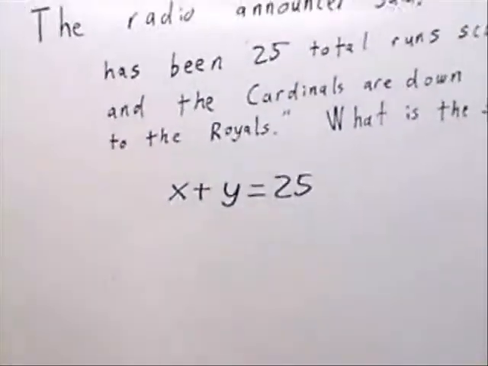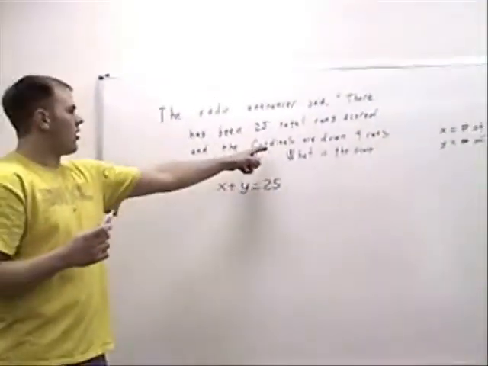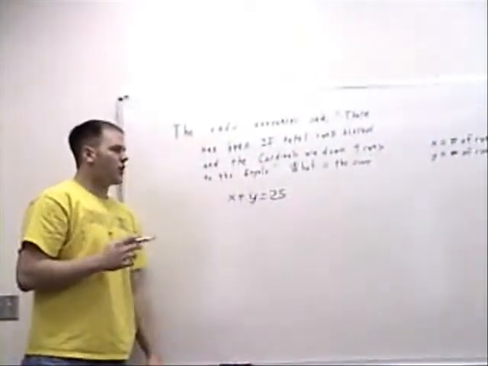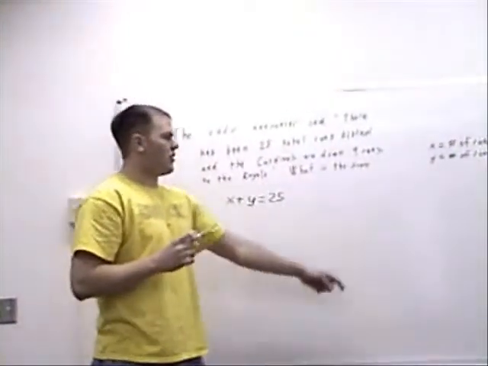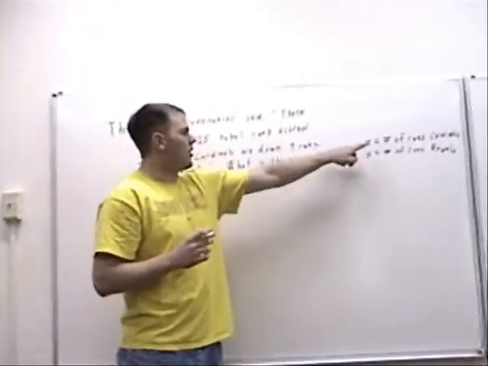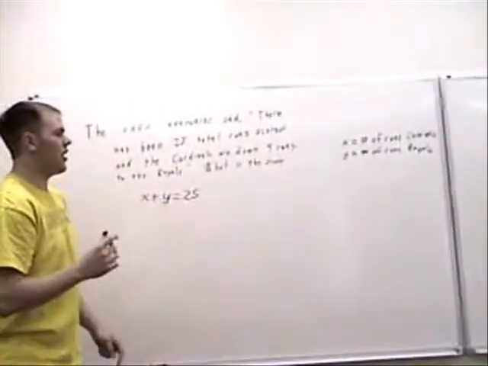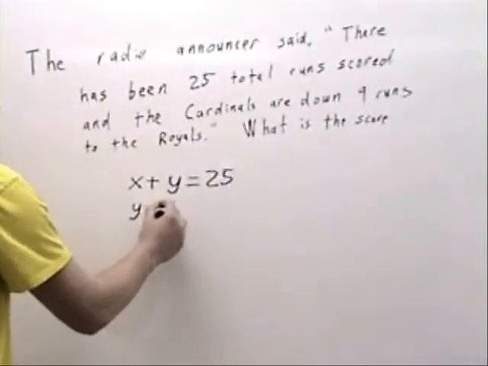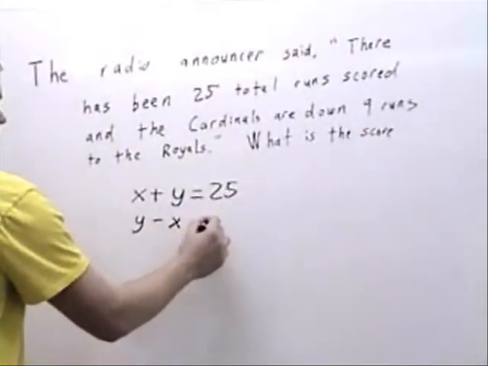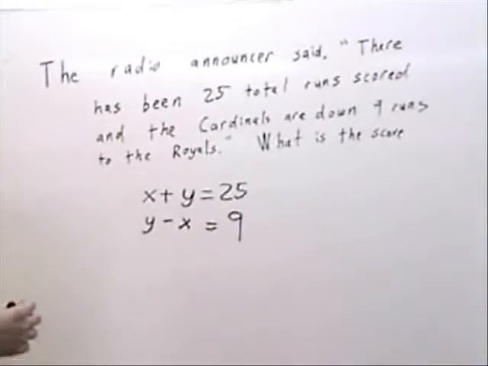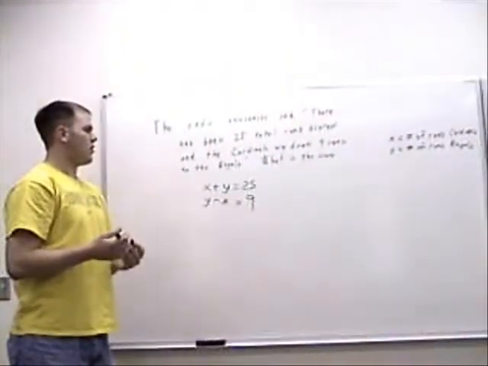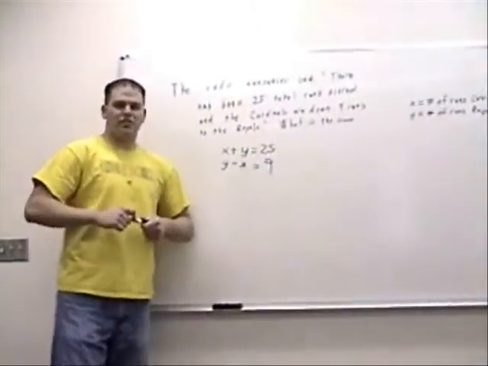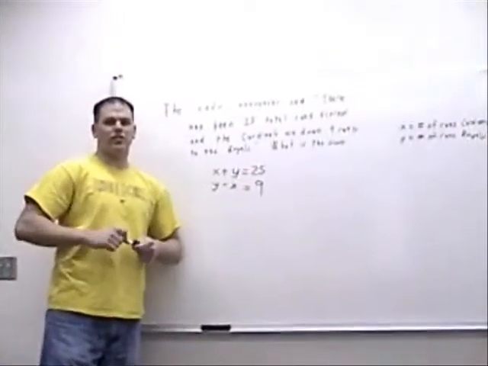Now, the second part says the Cardinals are down 9 runs to the Royals. So the Royals are your Y, the Cardinals are your X, and the Royals are up 9 runs, so you want to have Y minus X equals 9. Now we have two linear equations that we can solve using our techniques of solving systems of equations.